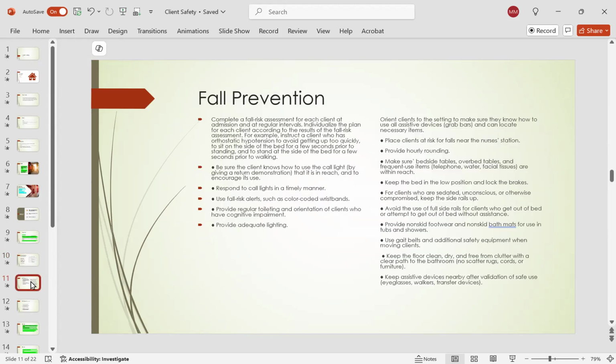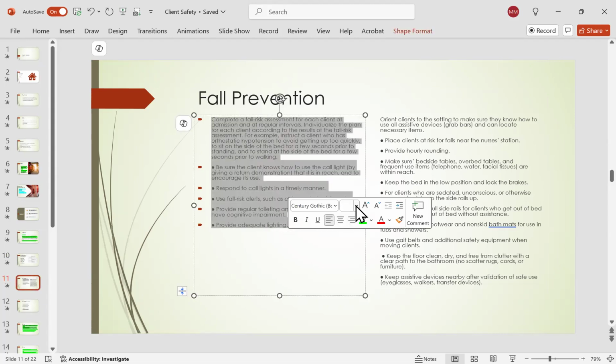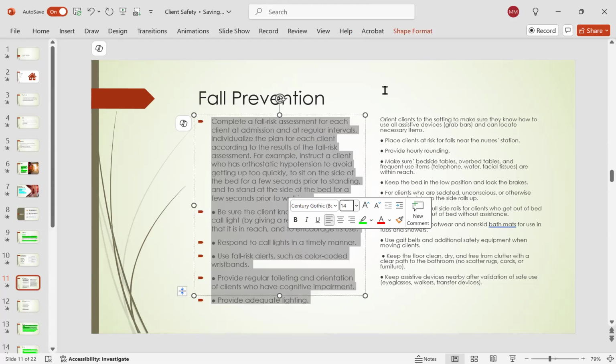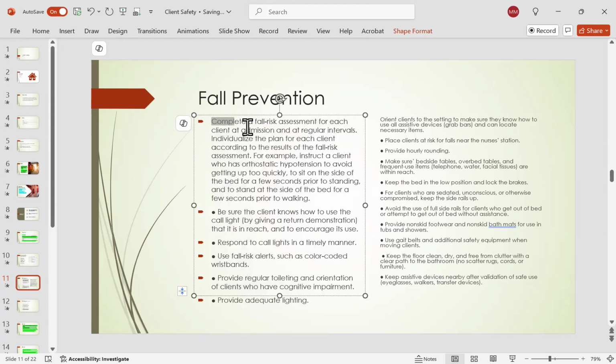Okay. So what do we do to prevent falls? Well, we do the risk assessment, but there are other things that we should be doing that are just as important. I'm going to make these a little bit bigger so that everyone can see them. Oh, too big. All right. So always complete a fall risk assessment, right?